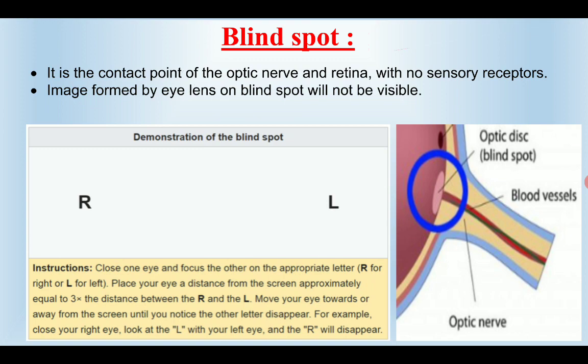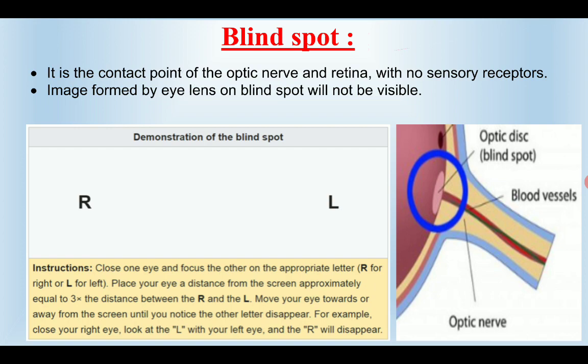Now place your eye at a distance from the screen approximately equal to 3 times the distance between this R and L, and nearly the distance is about 5 centimeter over here. So 15 centimeter distance is more than sufficient. Now move your eye towards or away from the screen until you notice the other letter disappears. Okay, you need to just focus on one letter.